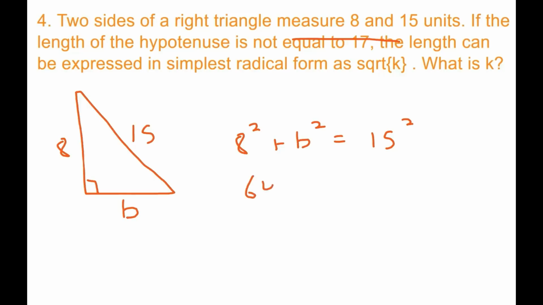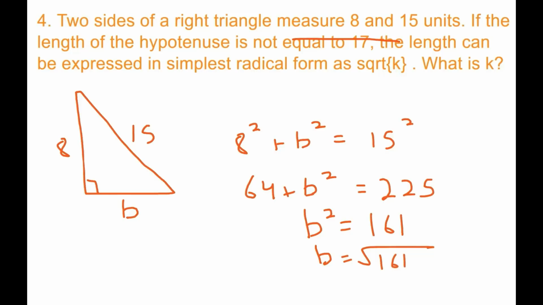8 squared is equal to 64, and 15 squared is equal to 225. Subtracting 64 from both sides, we get b squared is equal to 161. 161 is not a perfect square, so we get b is equal to the square root of 161, which is equal to the square root of k as the problem tells us. So k is equal to 161. Our answer is 161 units.